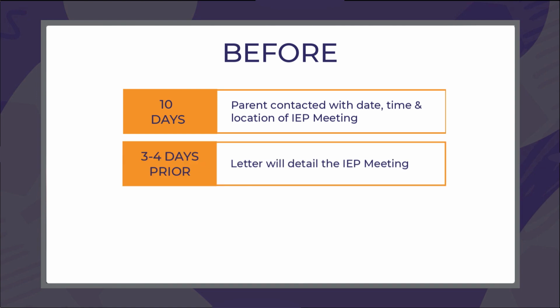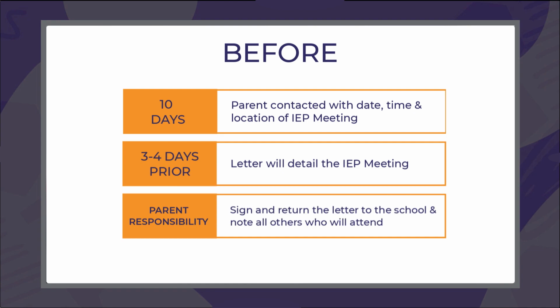Within a few days of the initial contact, parents can expect to receive a letter from the school noting the details of the IEP meeting. This will include all participants that have been invited to attend the meeting by the school. Parents are asked to sign and return the letter and also note any additional individuals they plan to bring to the meeting.